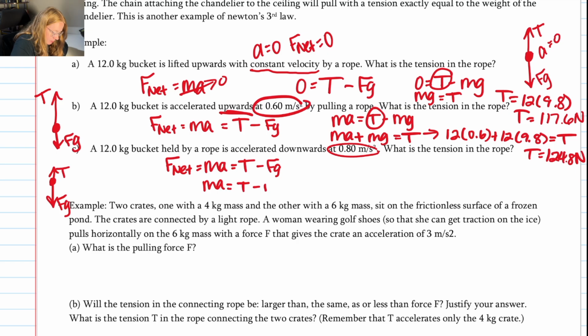Replace Fg with mg. Rearrange for tension, and we get the same formula as before, which is not a surprise because it is the same situation. We have ma plus mg equals T. Plug in your values. This time I'm accelerating downwards. Don't forget to make that a negative 0.8 to show that we're accelerating downwards.